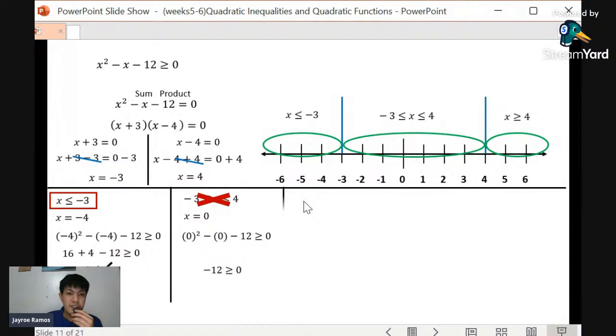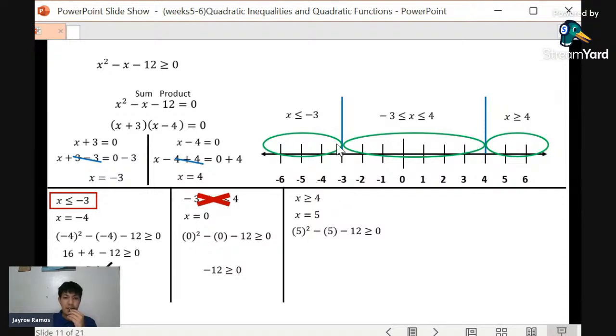Next one, so we have x is greater than or equal to 4. So ano ba ang number na mas malaki sa 4? So of course, we can assign here 5. Okay? So let's try 5. Then after that, we're going to replace the value again. So we have 5 squared. Then pinalitan lang natin ulit yung isang x ng another 5. So minus 5. And then minus 12 is greater than or equal to 0.